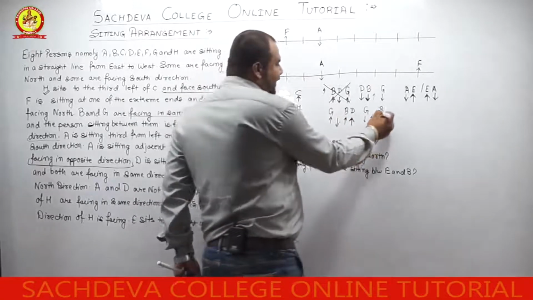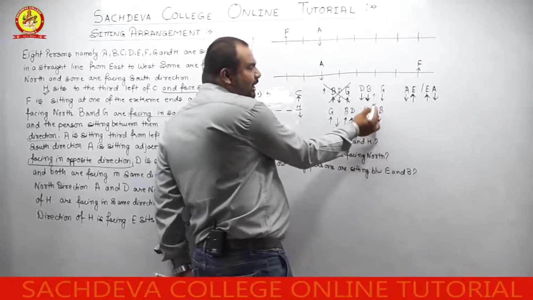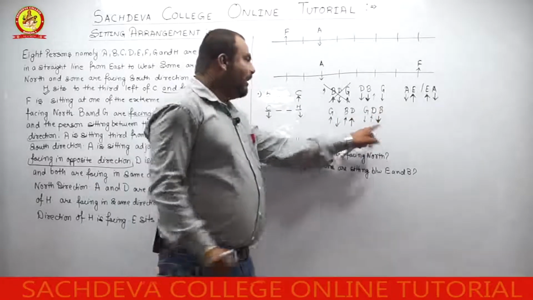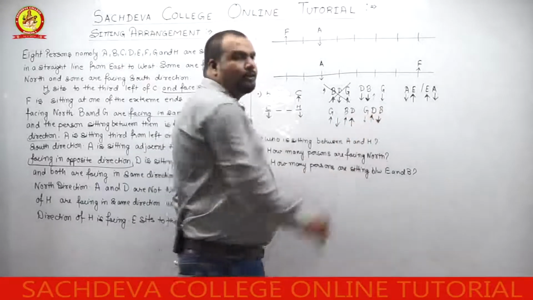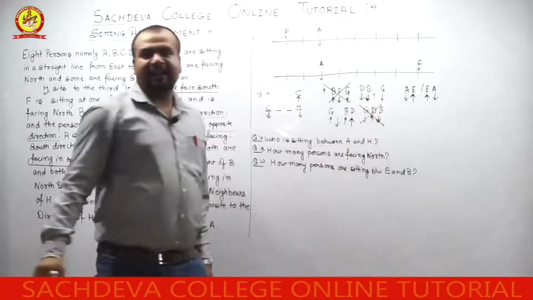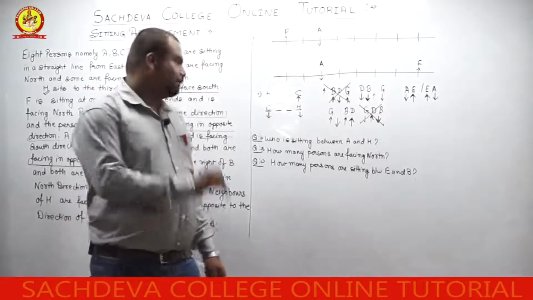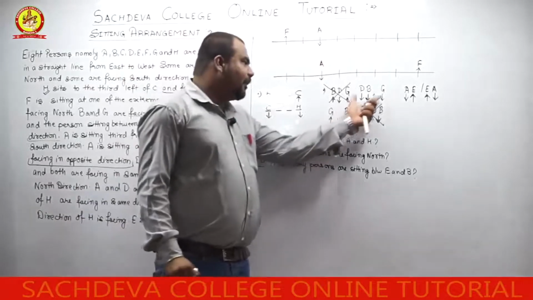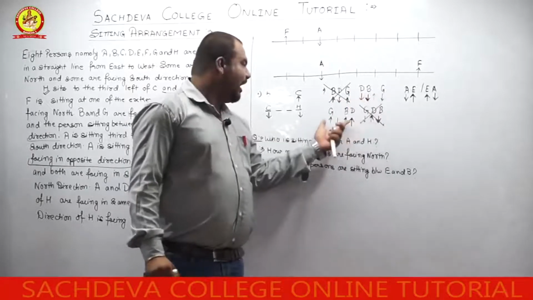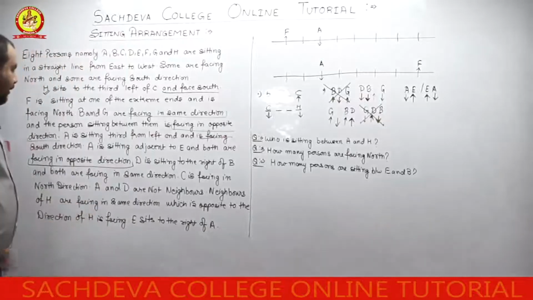But if we say that B is facing south and D is sitting to the immediate right of B, then D will be sitting this side. Now, are B and D facing in same direction? No. So this particular possibility can be omitted, that is eliminated. Now, we have two possibilities regarding the sitting arrangement of B and G: BGD and GBD. Now, let's move forward.